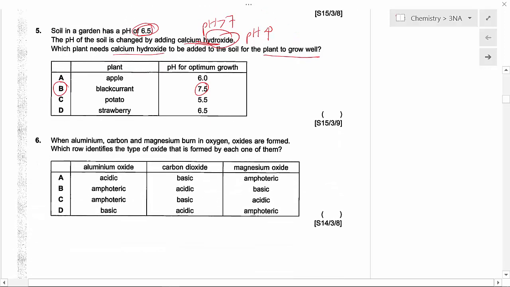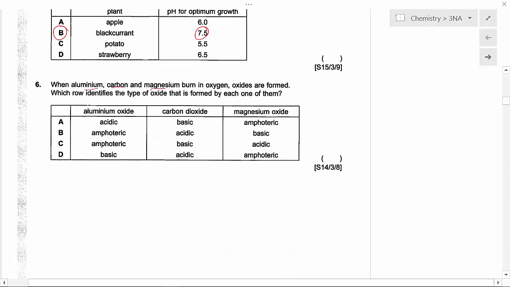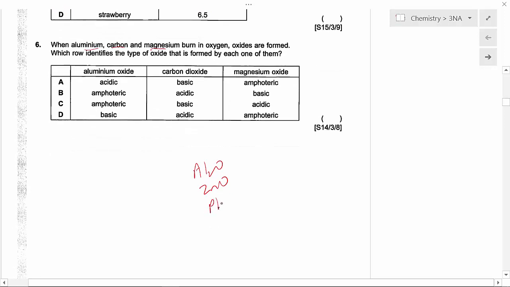Number 6. Aluminium, carbon, magnesium burning in oxygen, oxides are formed. So what type of oxides are they? Now you must remember, under amphoteric there are 4 of them: aluminium oxide, zinc oxide, lead 2 oxide, and tin 4 oxide. So these are amphoteric.